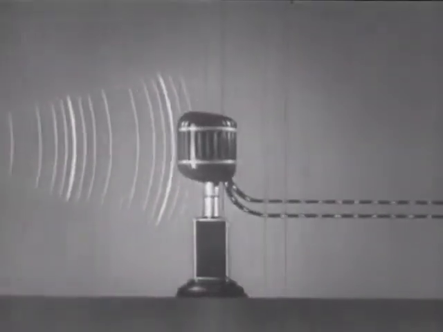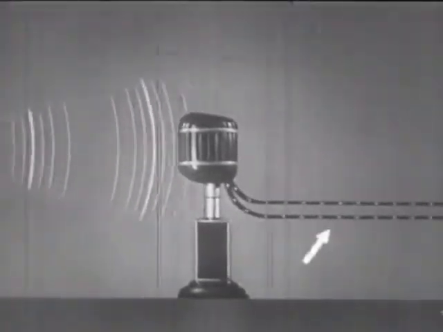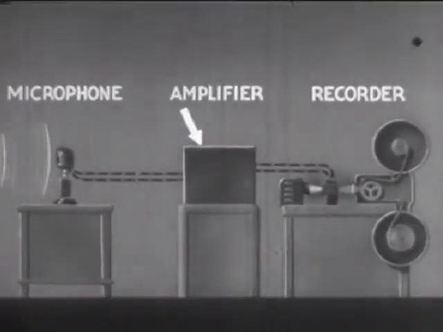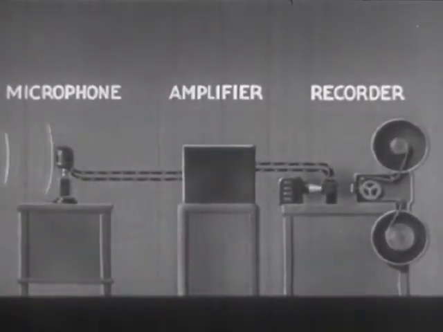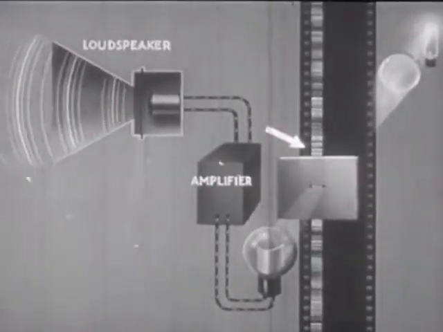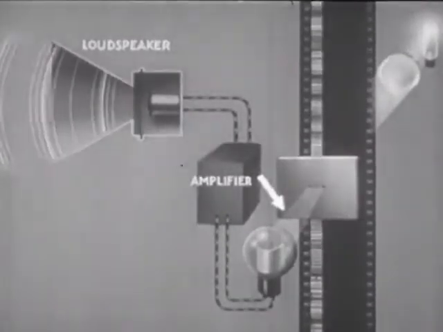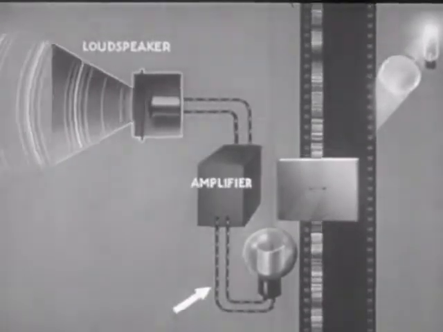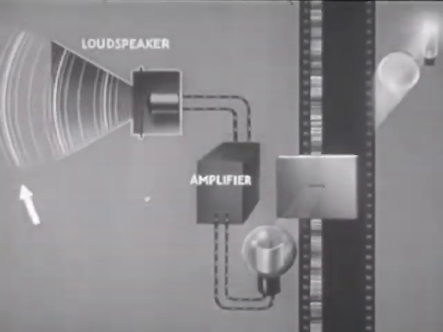To review, in the recording process, the original sound waves are converted to varying electrical current. The varying electrical current is converted to variations in a light beam, and the varying light beam produces a photographic sound record. In the reproducing process, the photographic sound record is used to produce a varying beam of light. The varying beam is converted into varying electrical current, and the varying electrical current is then converted back into sound waves.